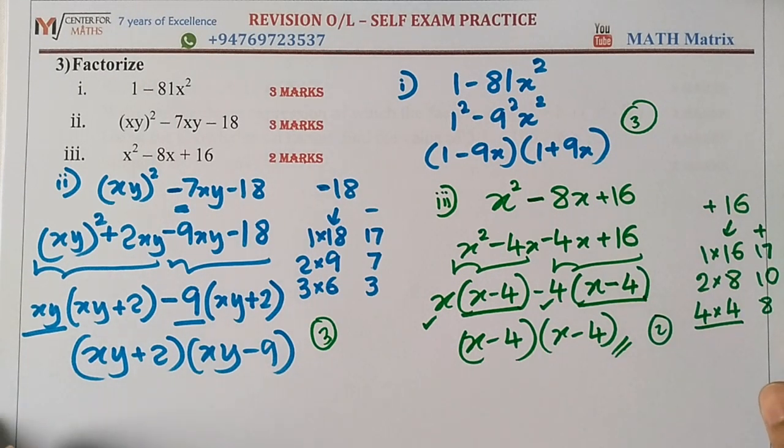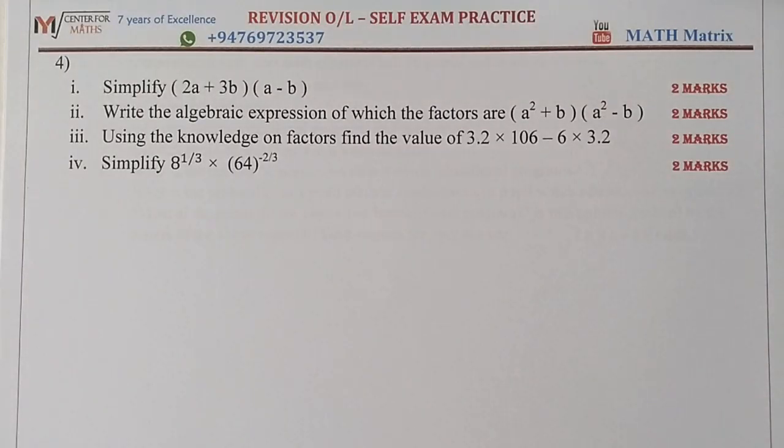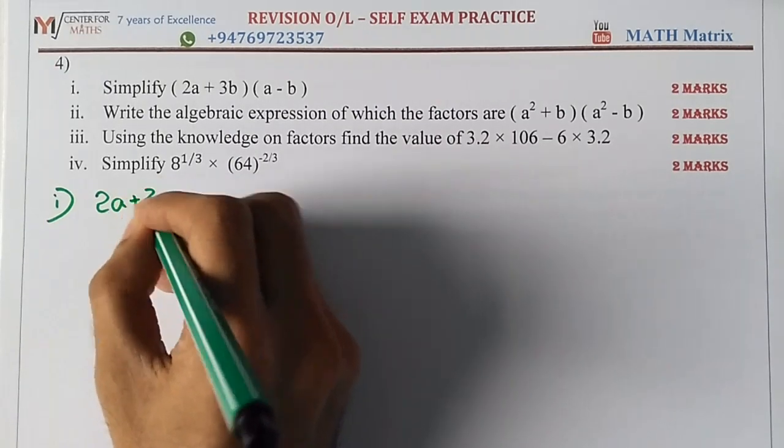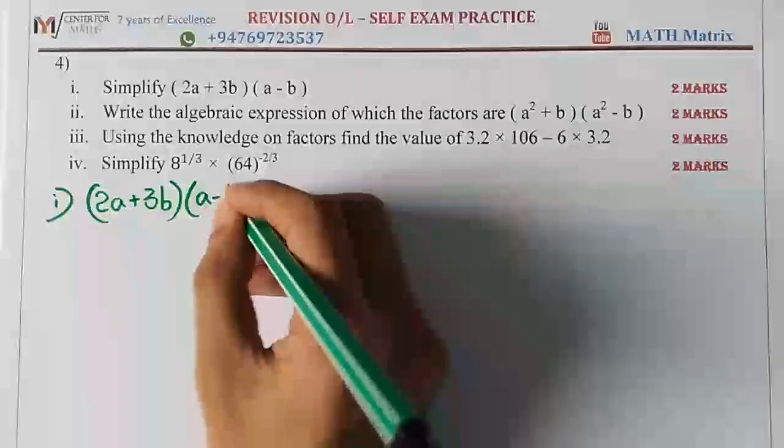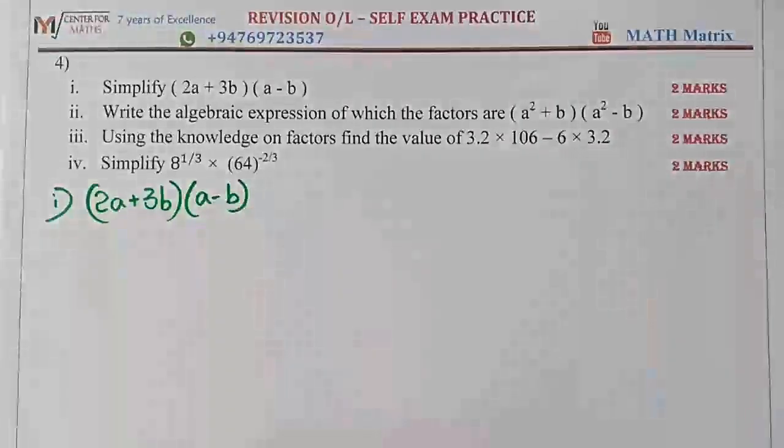Right, so now we'll move to question number 4. Simplify 2a plus 3b, and again within bracket a minus b. If you find it difficult, you can ask soon after this session. Most often they have my contact number. If not, I'll share my contact number under this description.